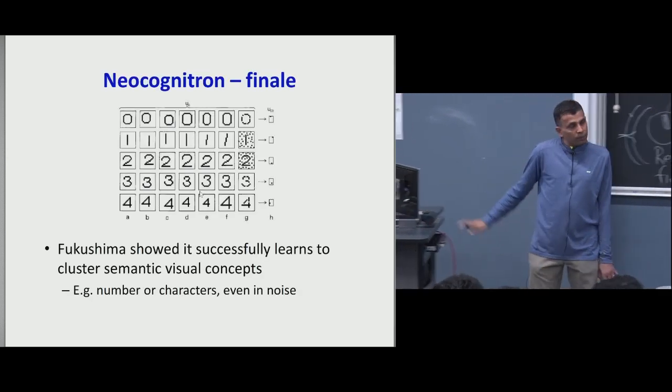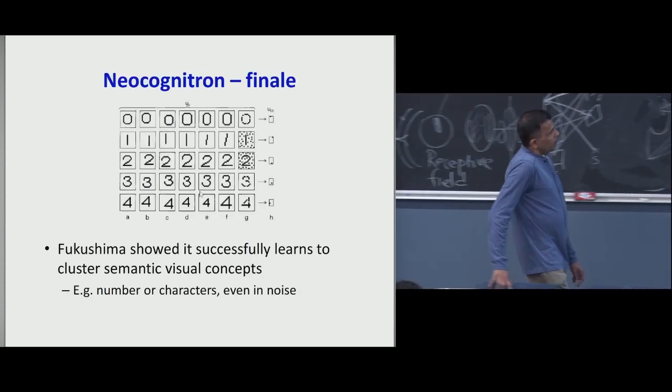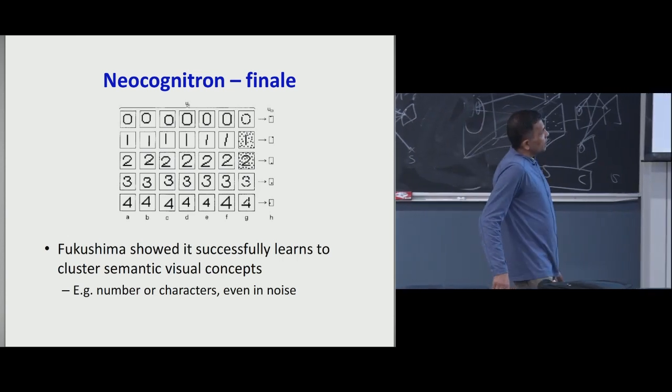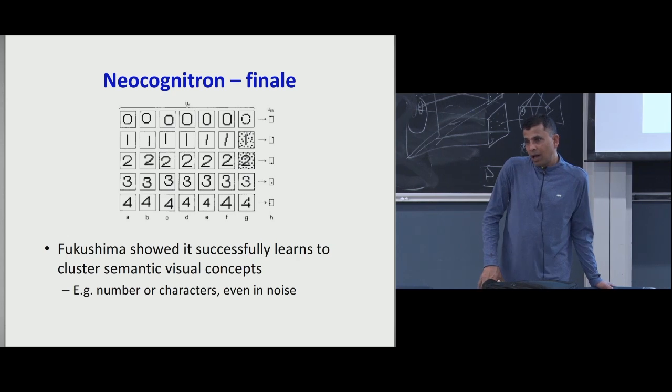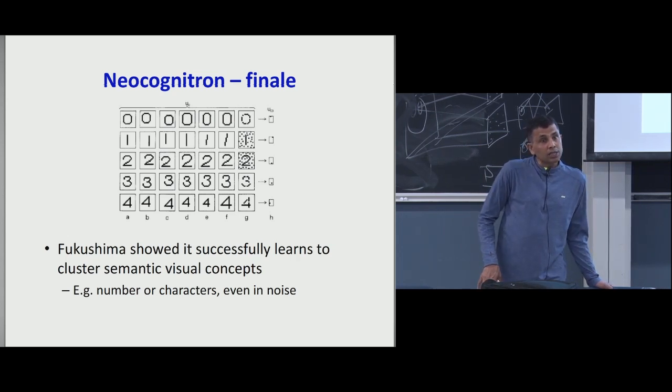And eventually they ended up with results like this, where they showed that if you just give it lots of pictures, the responses in the final C layer actually automatically learn to cluster concepts.